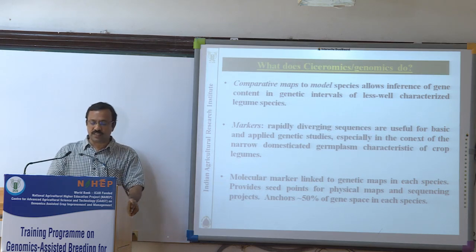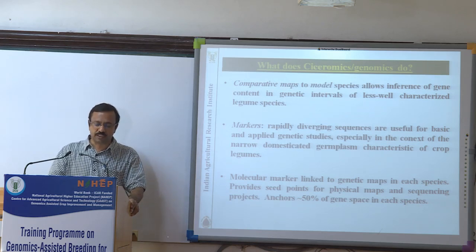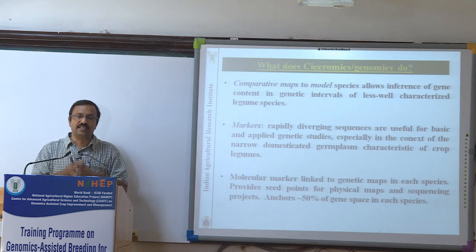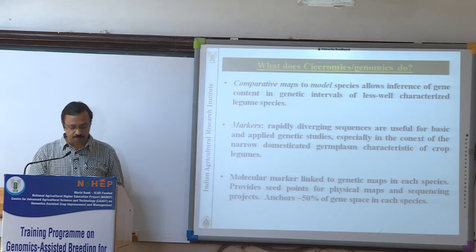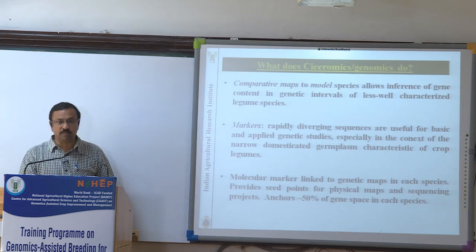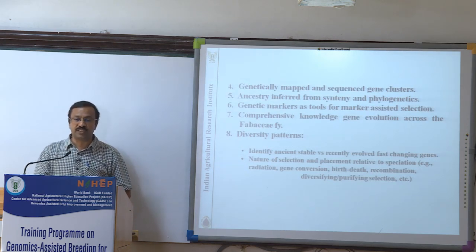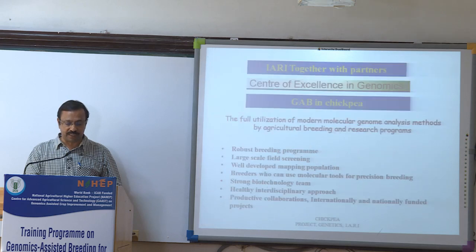The second is you will have markers which are also rapidly evolving and which would tell you how the narrow domesticated germplasm evolved from the wild species. The third is you would be able to develop the maps. You can use this information for studying various patterns.